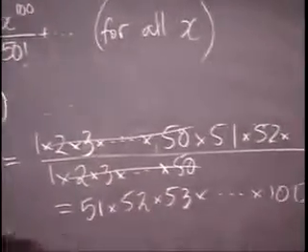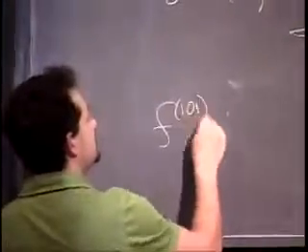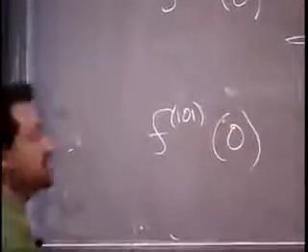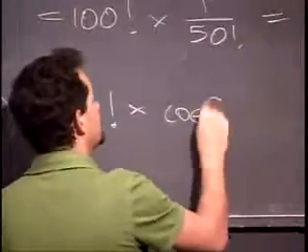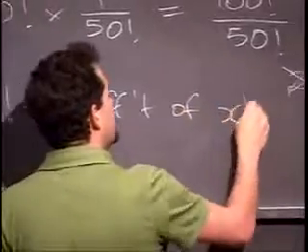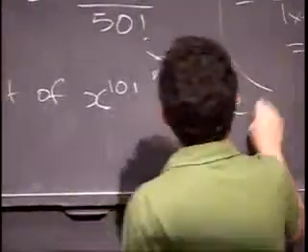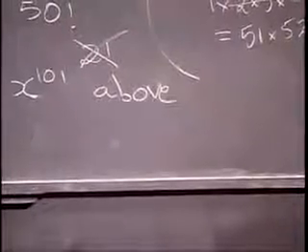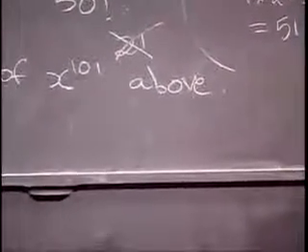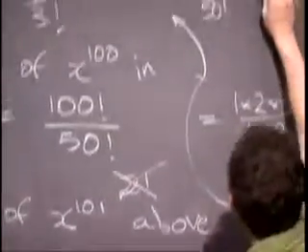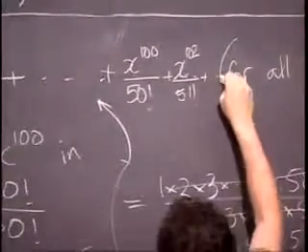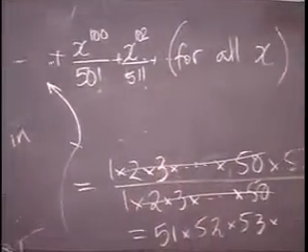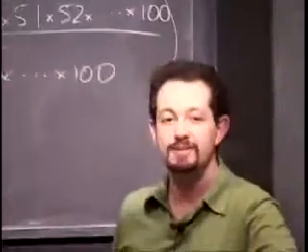Okay, now the second part of the problem is to find the 101st derivative. So this is 101 factorial times the coefficient of x to the 101 above. Again, I want the 101st derivative. That's why I'm looking at the coefficient of x to the 101. Now, if I come back up to the series, the next term is x to the 102 over 51 factorial, and so on. What is the coefficient of x to the 101 in that? It's 0. It does not appear.